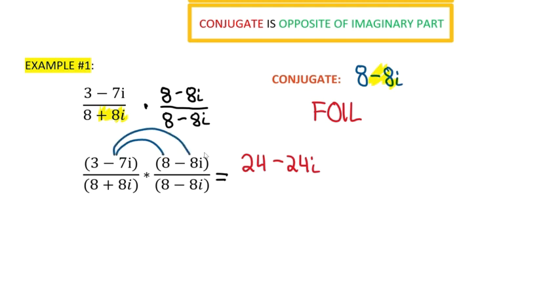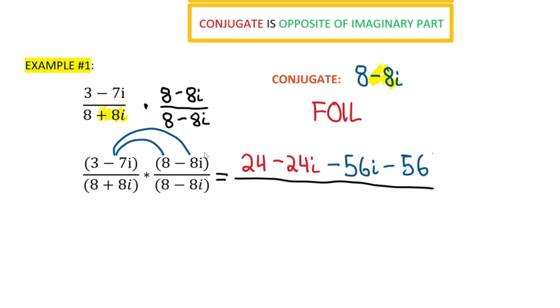So, negative 7 times 8 is going to give us negative 56i. And negative 7 times negative 8 is positive 56, but we know that i times i is negative 1. So what we're always doing when it's i times i is the opposite. Since we have positive 56, and i times i is negative 1, 56 multiplied by negative 1 gives us negative 56.